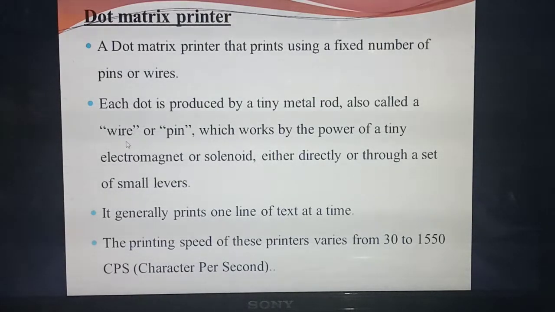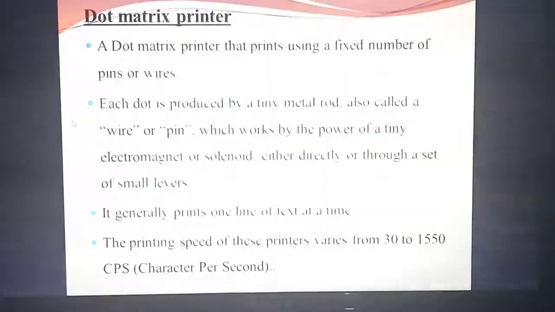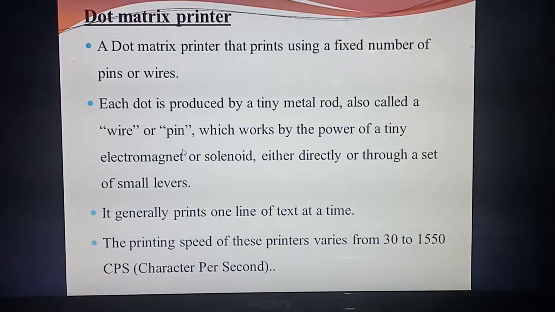Important 1 mark question, this one. A dot is produced by a tiny metal rod, also called a wire or pin. Important 1 mark question. Please note it down. For each and every printing, a dot will be found on the paper. So this dot is produced by which one? A small tiny metal rod. That metal rod is called which one? Wire or pin.